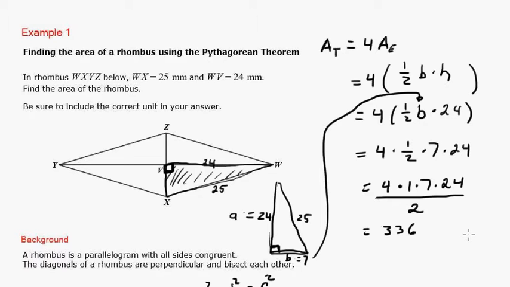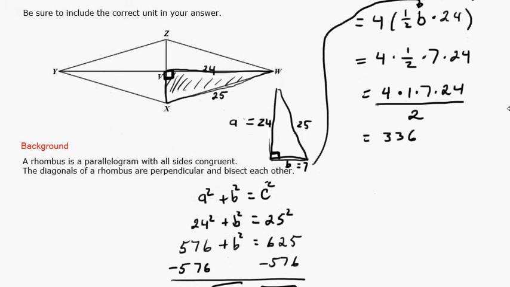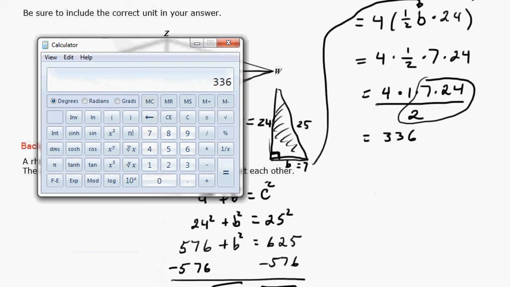Okay, so because I used the formula, I skipped finding the area of this. I just plugged it in, and that's why I have the 4. If we did just the area of this, it would be this part right there. I'm just curious.